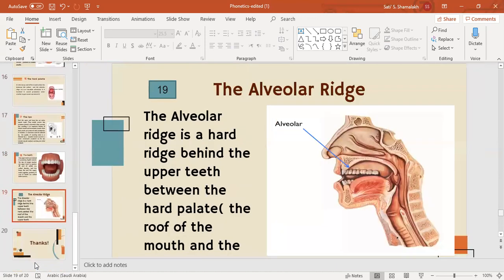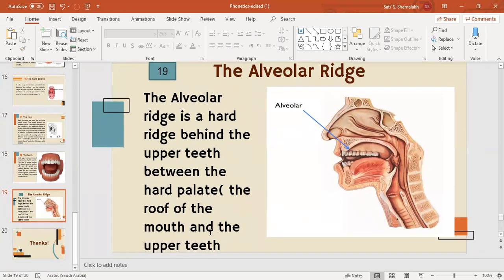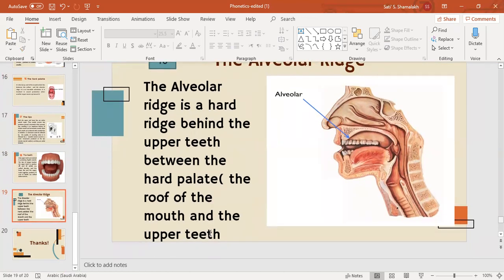Now, the alveolar ridge. Here is the alveolar ridge. You see what we call لثة, where teeth grow, okay? The alveolar ridge is a hard ridge behind the upper teeth, between the hard palate, the roof of the mouth, and the upper teeth, okay?